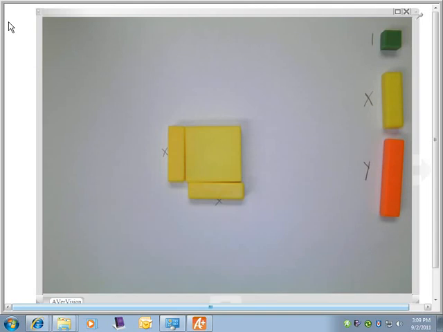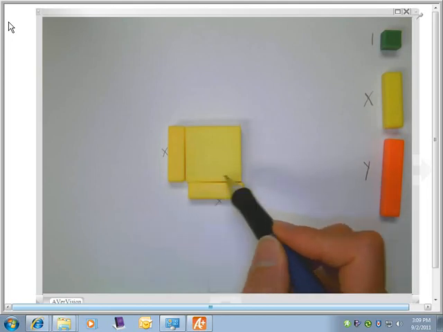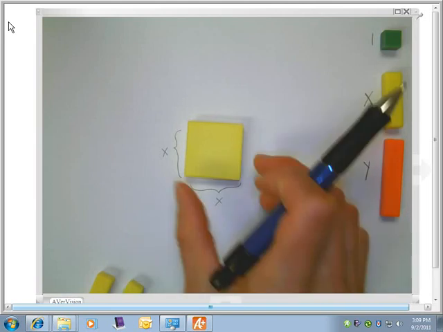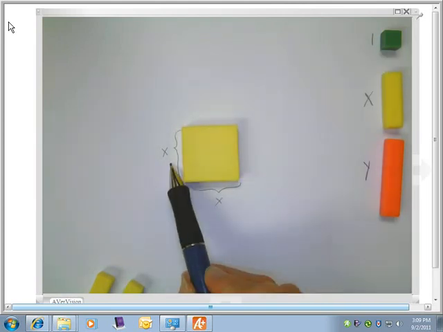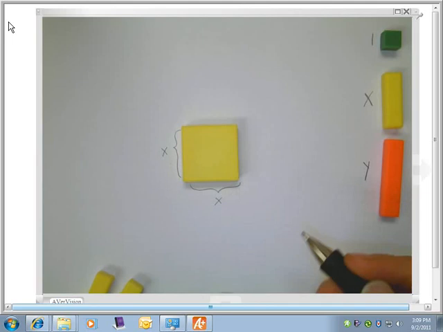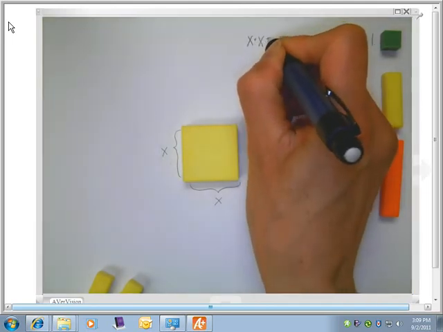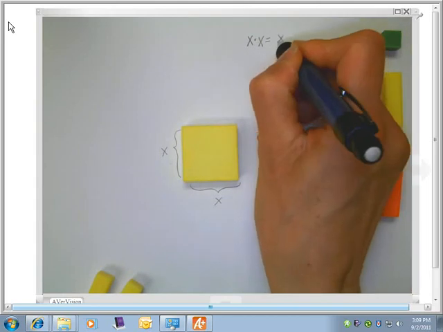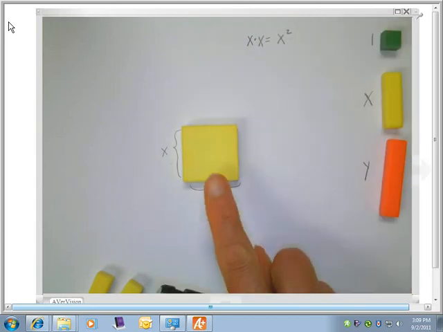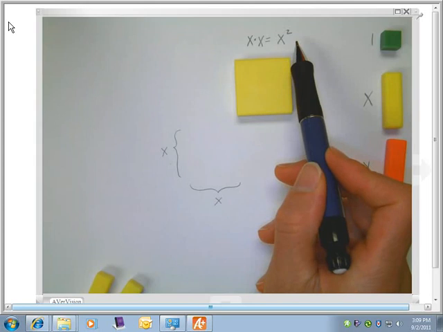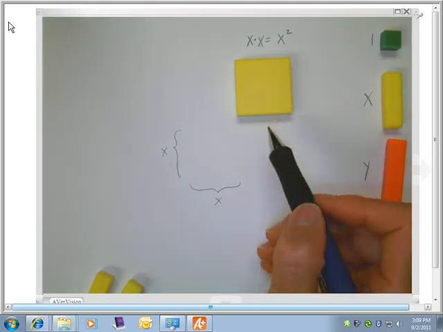Well, that would mean then that this is the area. How do we find the area of a square? Well, we take x times x. So that means that we have x times x equals x squared. And that's definitely a square. No doubt about it. That's why when we have an exponent that's the number 2, we call it a square, because we get the shape of a square.